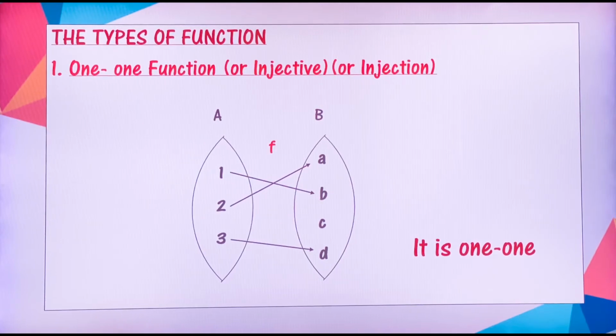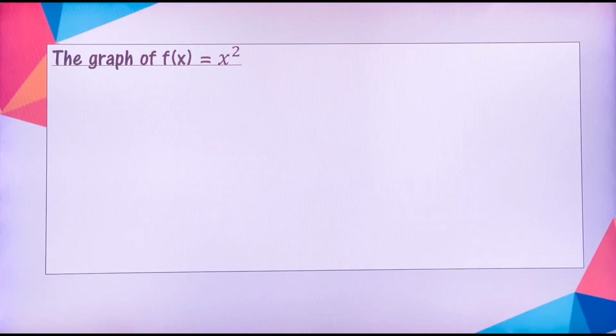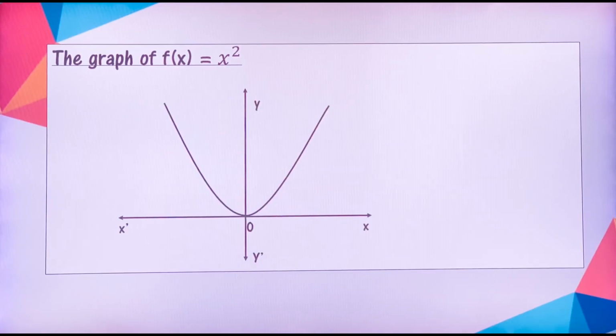Now, let us check whether the graph of f(x) equals x square is one-one or not. You might have learned that the graph of f(x) equals x square is an upward parabola. How will you check whether it is one-one or not? Draw a line parallel to x-axis. Now you can see that the line intersects the parabola in two distinct points. That means the y-coordinates of both the points are the same. So it is not one-one.